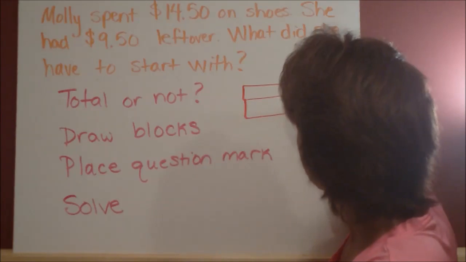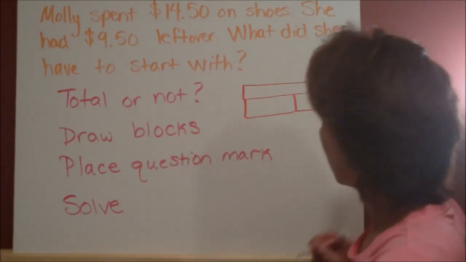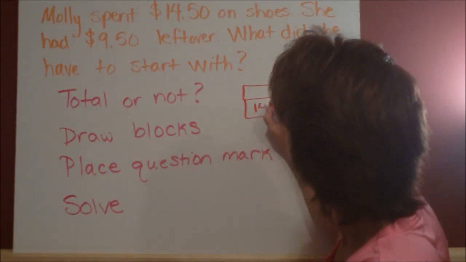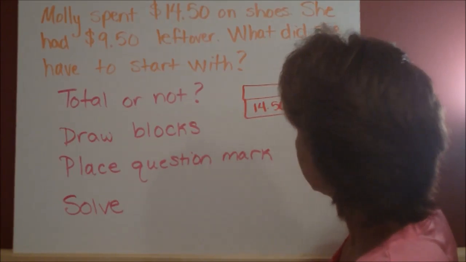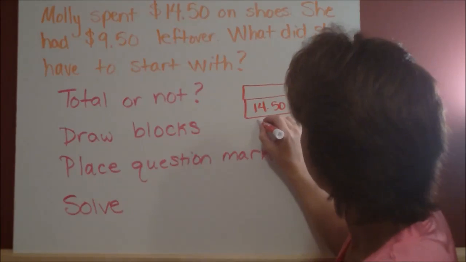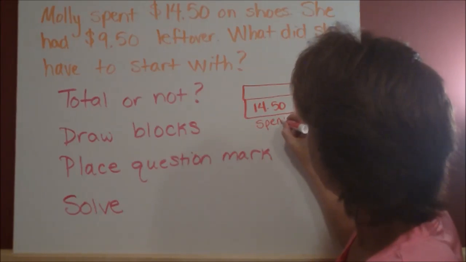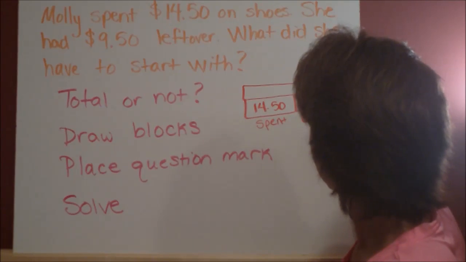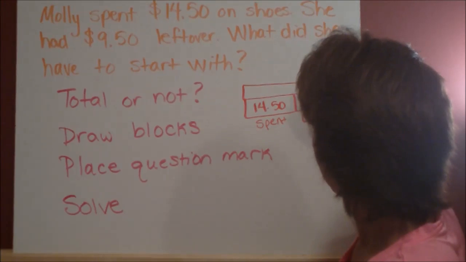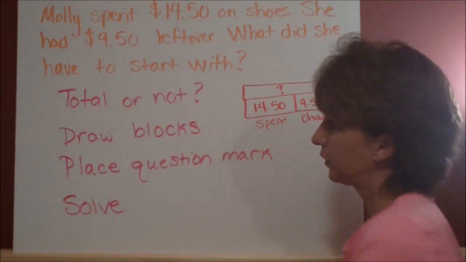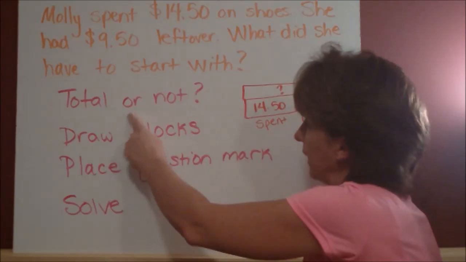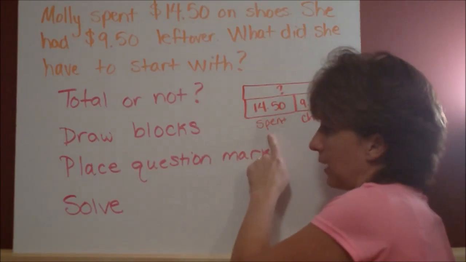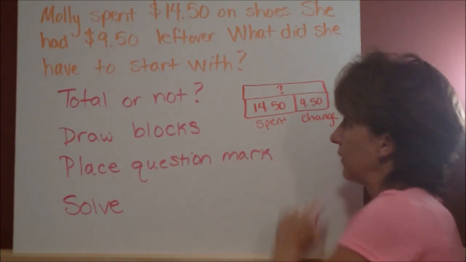So this box and this box are going to equal this one. This is $14.50 because that's what she spent. This is $9.50, which is her change. This is what I don't know. So I've asked myself, what do I not know? I don't know the total. I drew my blocks, I've put my question mark, and now it's time to solve.